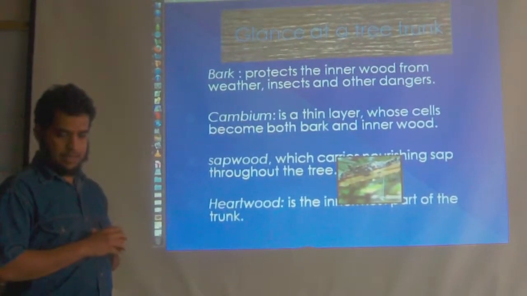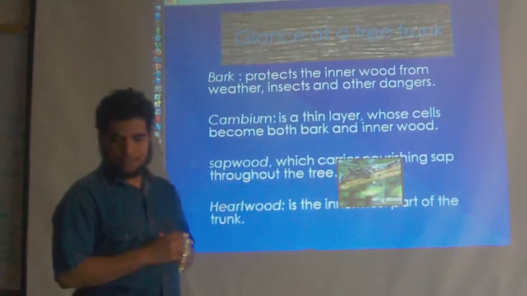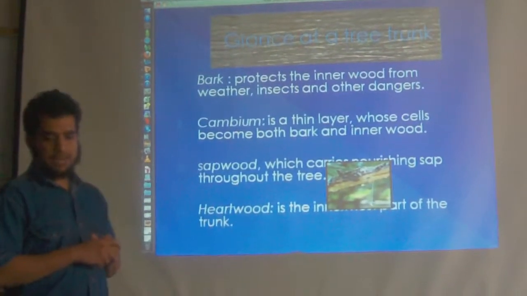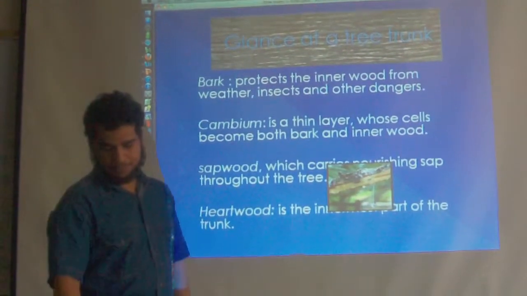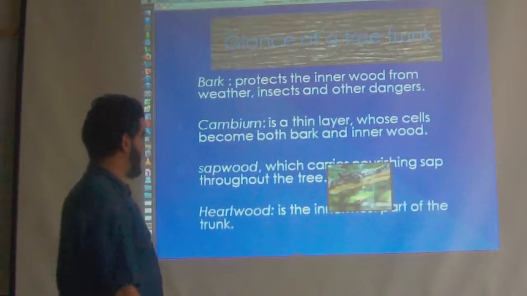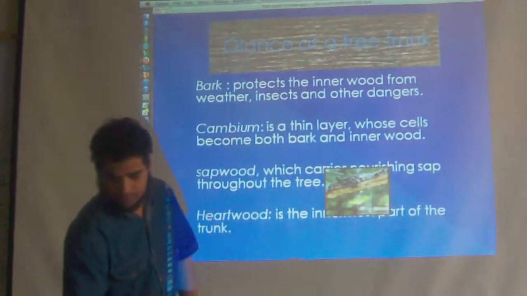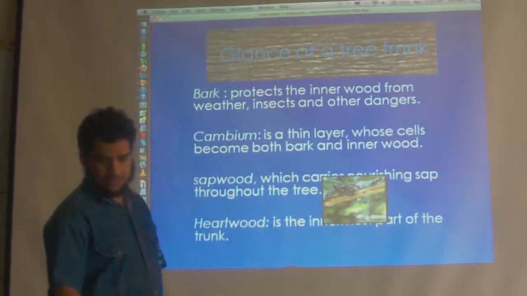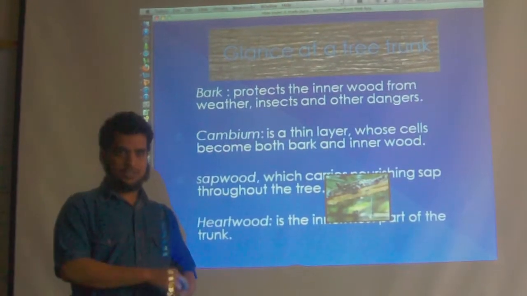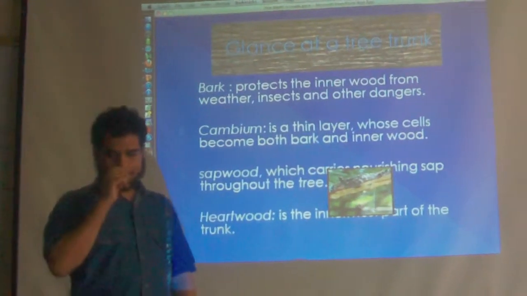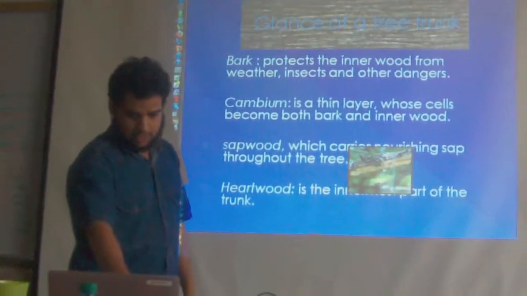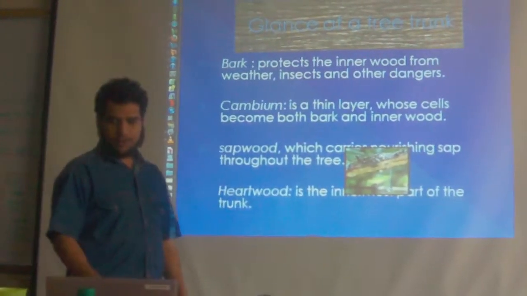And the third layer is called sapwood, which carries nourishing sap through the tree. What is sap? Sap, as you see here in these pictures, is the liquid material that feeds the tree, like the veins in our body. The name of this in the tree is sapwood. The last one, called hardwood, is the inner part of the trunk.